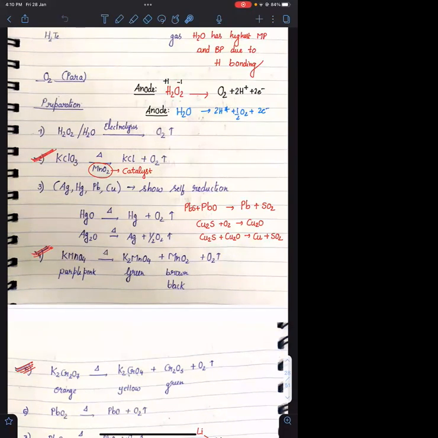Oxidation means loss of electrons, which always happens at the anode. Reduction will always happen at the cathode. So here, oxygen which is in the -1 oxidation state, if you are removing electrons, will convert into the 0 oxidation state, that is, it will form O2. Similarly, in H2O, oxygen is in the -2 oxidation state, and if you are removing electrons, it will form O2. So by electrolysis of H2O2 or H2O, you will directly get O2.